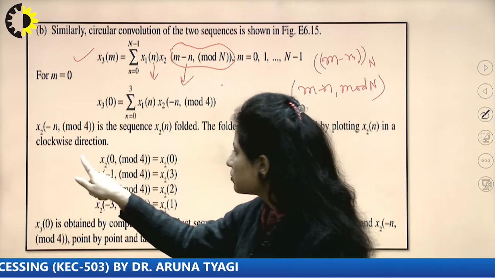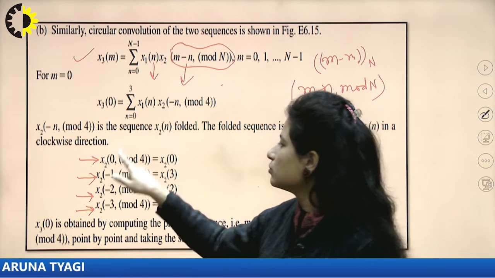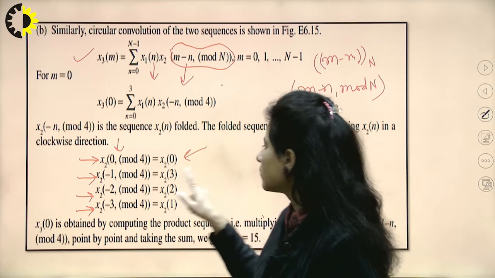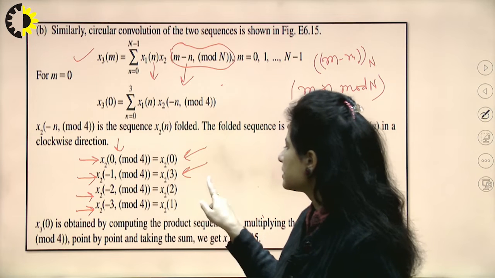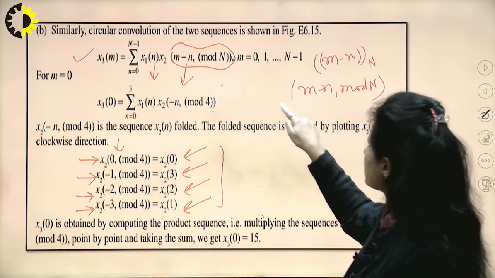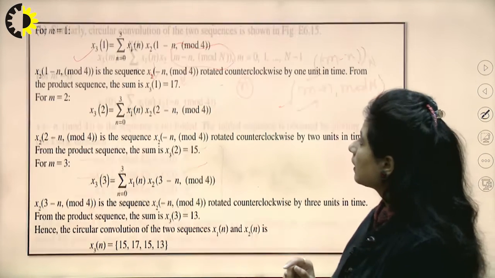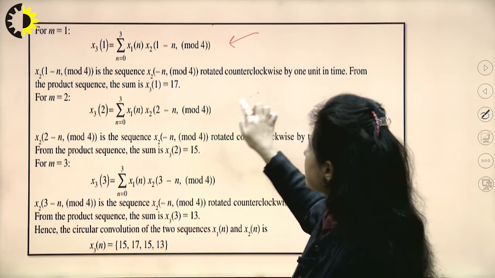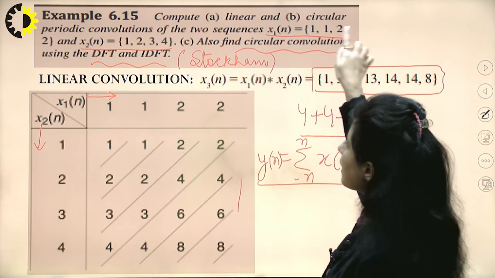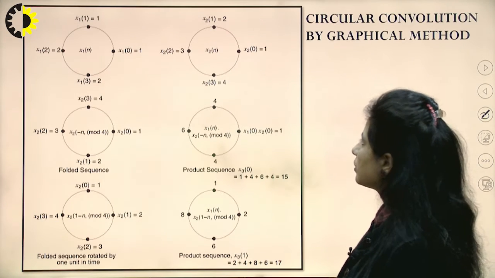When I talk about this circular convolution, these points I obtain: x2 of 0 modulo 4 is x2 of 0. If I talk about minus 1, it is equal to x2 of 3, minus 2 is equal to x2 of 2, and minus 3 is equal to x2 of 1. This is by substituting different values of n into this formula. I can calculate all these samples by simply shifting the other sequence, taking different samples of 1, 1, 2, 2 and 1, 2, 3, 4. So this is a direct way of calculating the circular convolution.